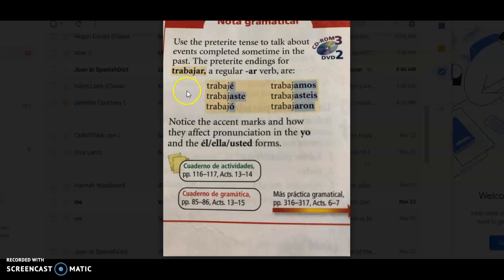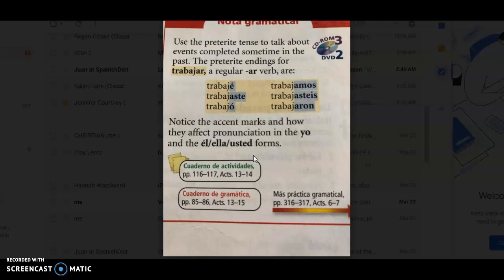All right, but let's go ahead and talk about this. Trabajar means to work, so we have trabajé, and that means I worked. We have trabajaste, you worked, informal. Trabajó, which means he worked, she worked, you formal worked. Trabajamos, we worked. There is your vosotros form. And then we have trabajaron, which is they worked, you plural worked. Okay? So these are the preterite endings. Fun, isn't it? And now you can say things in the past.